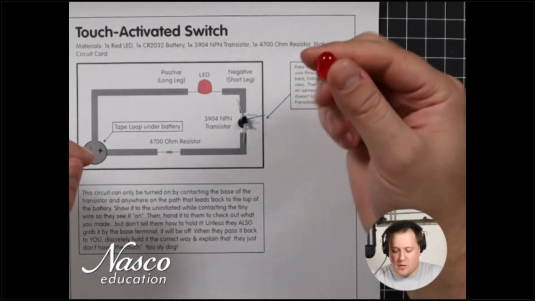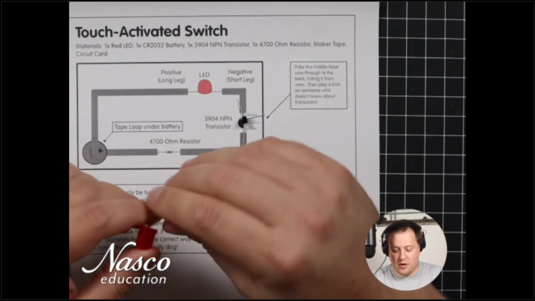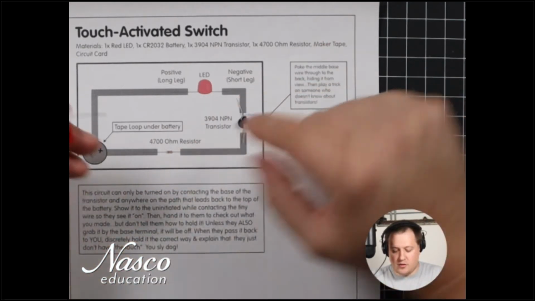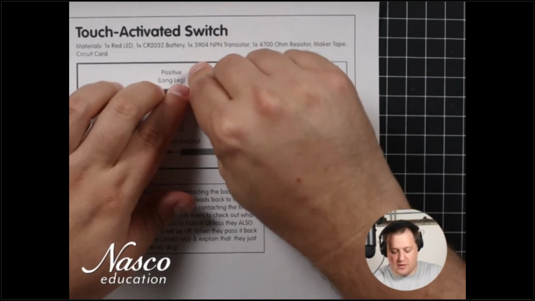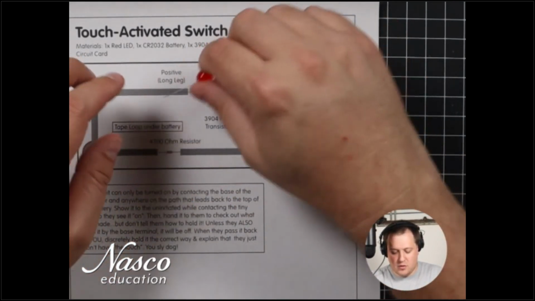Same thing here. We got our positive and negative leg on our resistor, our LED, and our transistor all labeled out. Got my 4700 ohm resistor, negative short leg.